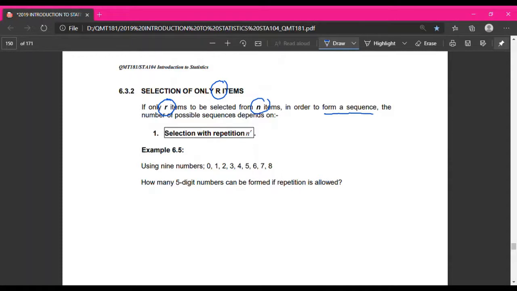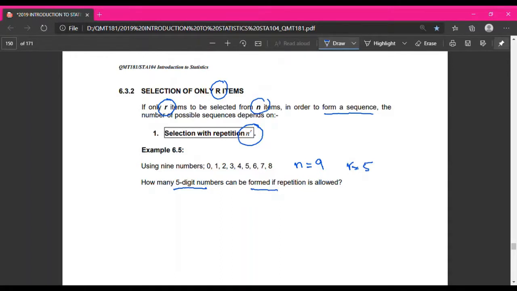But now if we only want to use R item from N. Yang pertama, with repetition, the formula is N power of R. N adalah altogether how many item yang ada. R adalah how many item yang kita nak gunakan. Contoh yang pertama, using 9 numbers, we have 9 numbers, N equal to 9. Okay, dia kata how many 5 digit numbers. So R is 5. Kita nak susun 5 digit number sahaja. Kita nak gunakan 5 sahaja digit numbers daripada 9 ni.